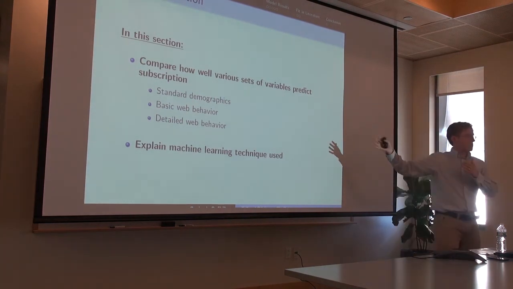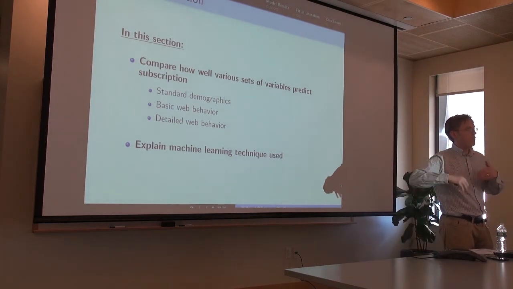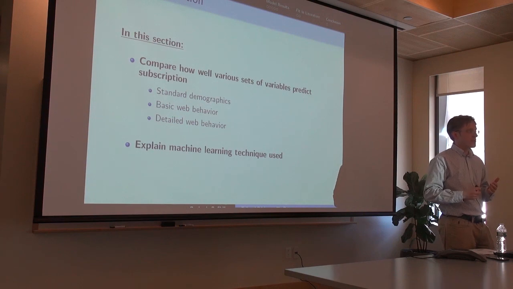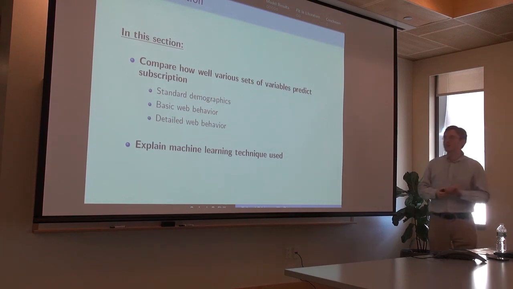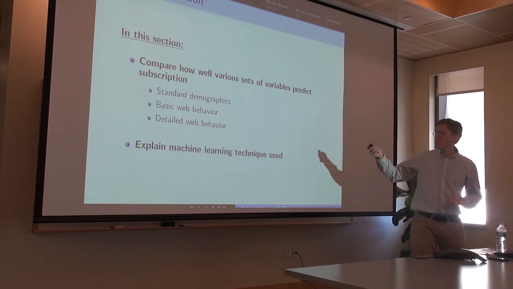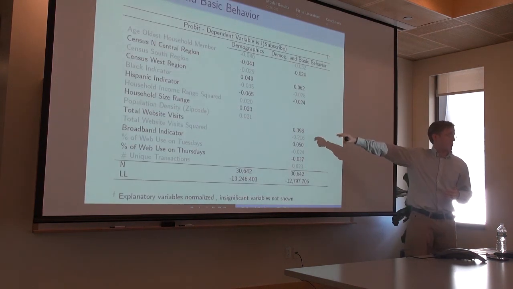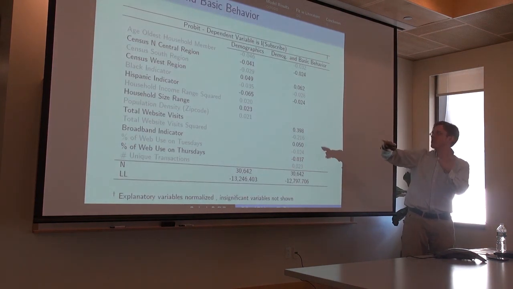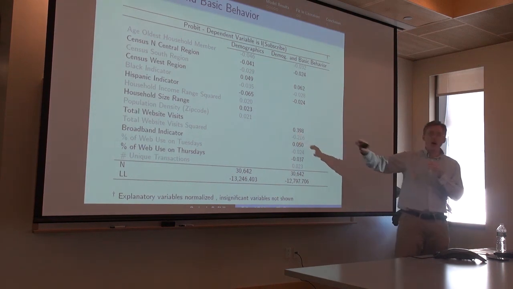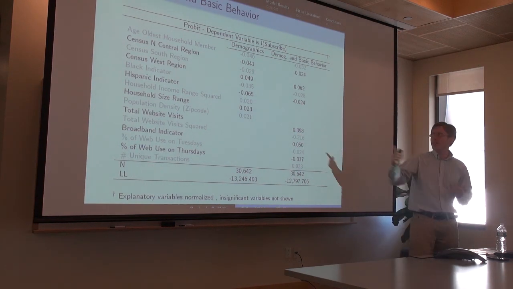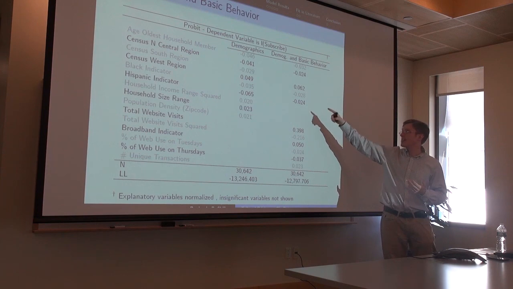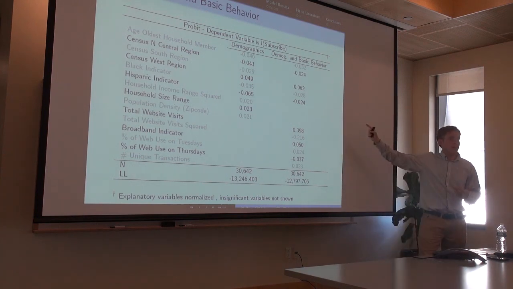so this is the first step that I was saying. I'm going to show how well these different data sets predict whether or not someone is a Netflix subscriber. So first thing I do is I just run some ordered probits. I mean, not ordered at this point. I just run some binary probits to predict whether or not someone is a subscriber on the demographics and then the demographics and the basic web behavior variables.